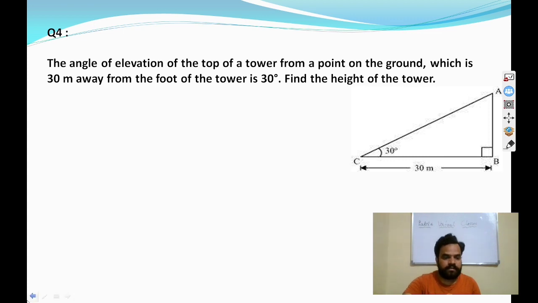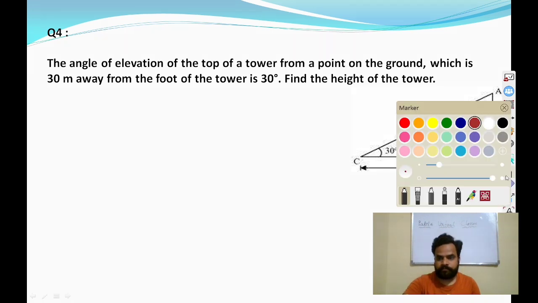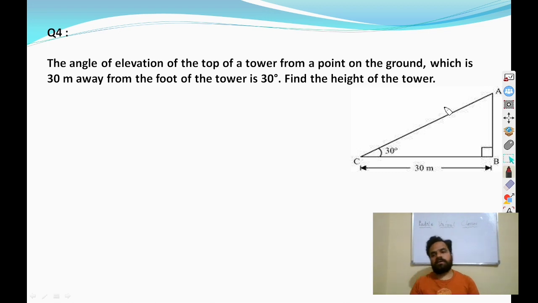This is question number 4, right? Okay, all of you observe here. I am going to read the question. The angle of elevation of the top of a tower from a point on the ground which is 30 meter away from the foot of the tower is 30 degree. Find the height of tower.